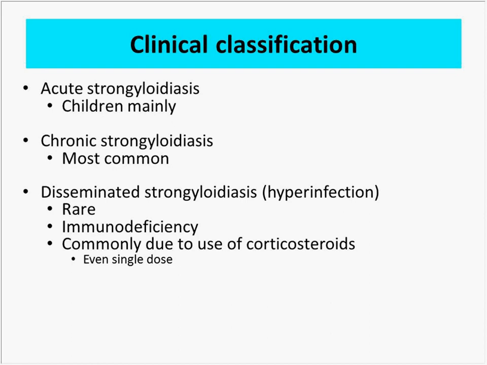If you look at the clinical classification, this can be asymptomatic, but they're a minority. You get acute strongyloidiasis, the type of disease you get when people are recently infected, but only in children. You can get chronic strongyloidiasis, and that's where most of the cases occur. And you can get this really severe disease where the numbers just build up, called hyperinfection, and that is associated with immunodeficiency or immunosuppression. Even in the literature, a single dose of corticosteroids can precipitate hyperinfection.